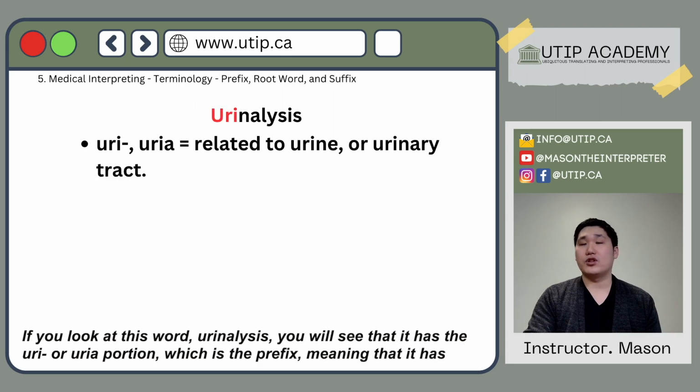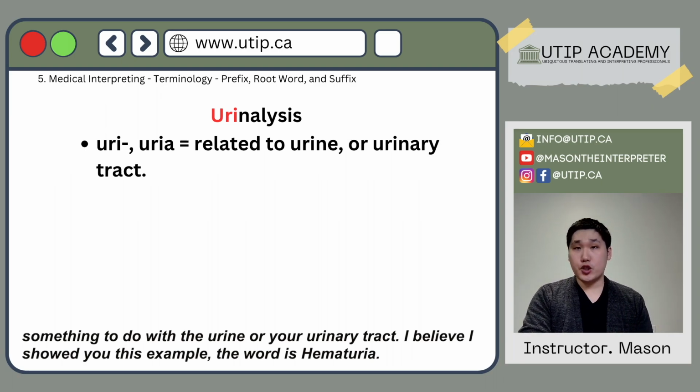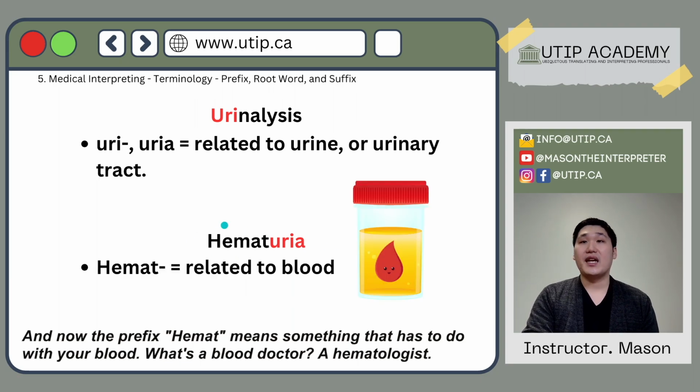If you look at this word urinalysis, you will see that it has the uri or urea portion, which is the prefix, meaning that it has something to do with the urine or your urinary tract. I believe I showed you this example. The word is hematuria. Do you remember what this was? The term urea we just covered, in this case, is being used as a suffix. And now the prefix hemat. Hemat means something that has to do with your blood. What's a blood doctor? A hematologist.